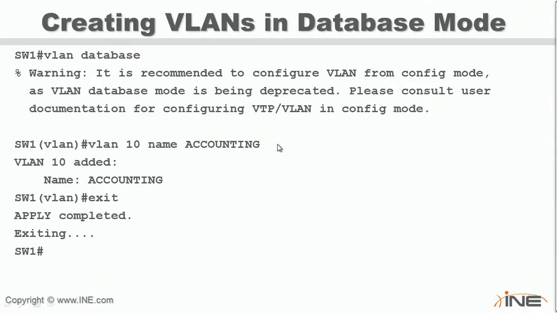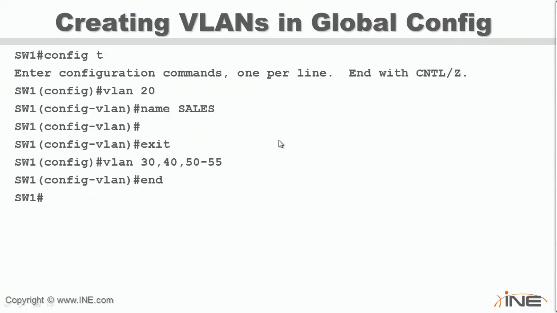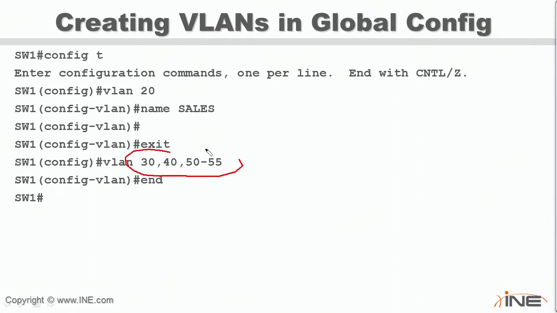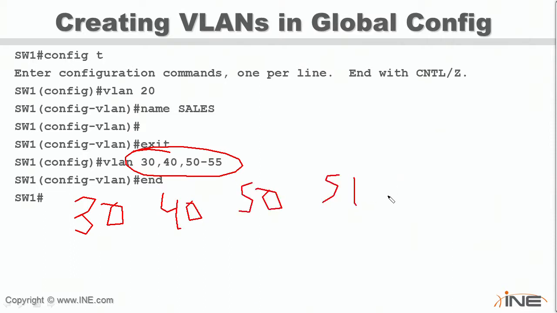So again, two different ways. You could do it in the database or you could do it in global config. And the advantage of doing it in global config is that you can do multiple creations at the same time. This is saying create 30, 40, 50, 51, 52, 3, 4, 5.